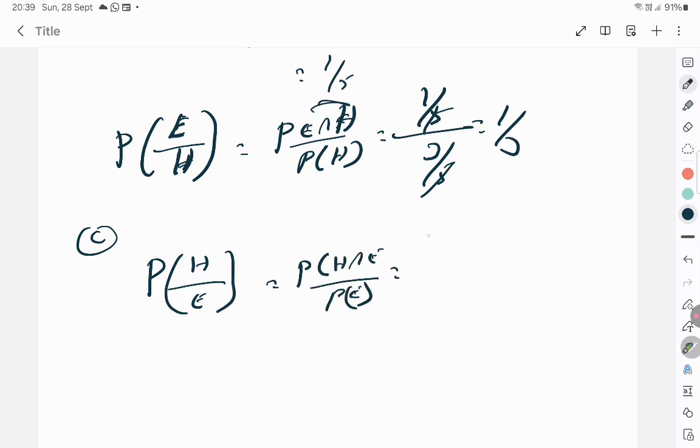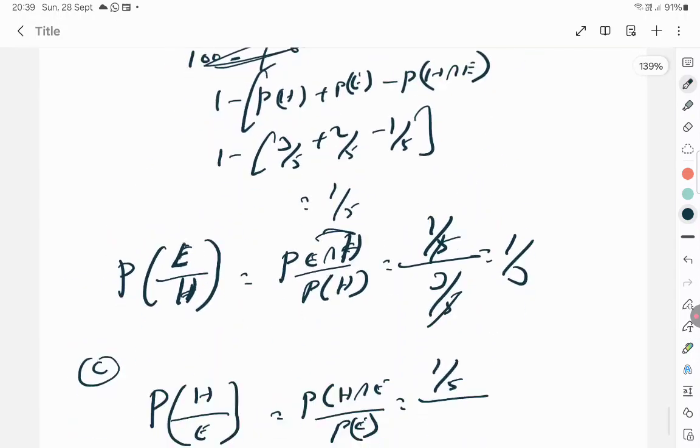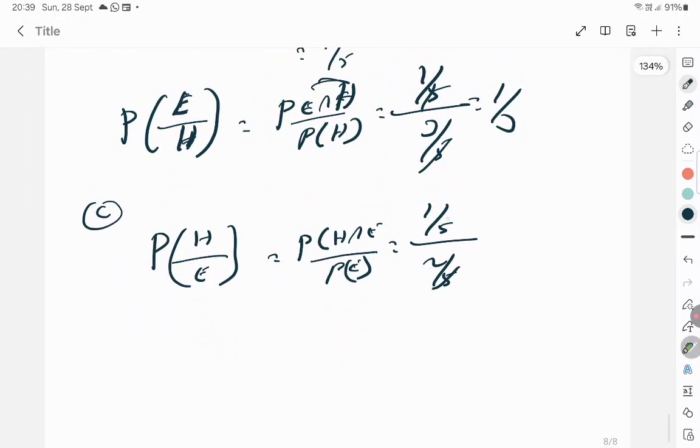E intersection H and H intersection E are the same, and P of E's value is 2 by 5, is it? Yeah, 2 by 5. 5 and 5 get cancelled, answer is 1 by 2. So let's go to the next question, which is the 17th question.